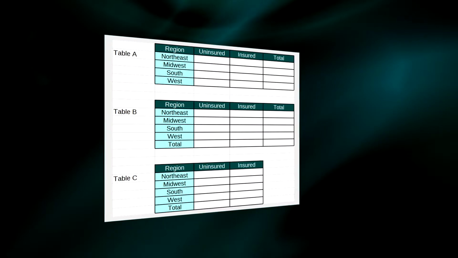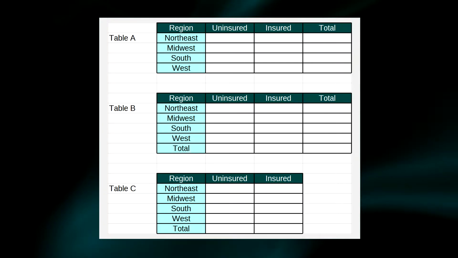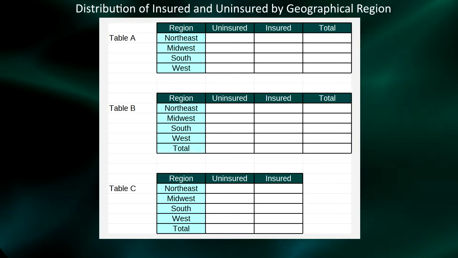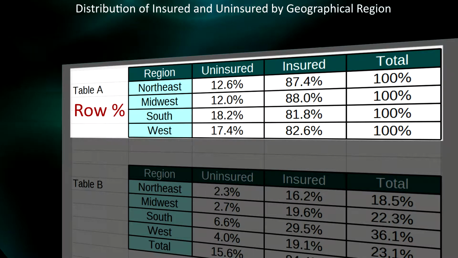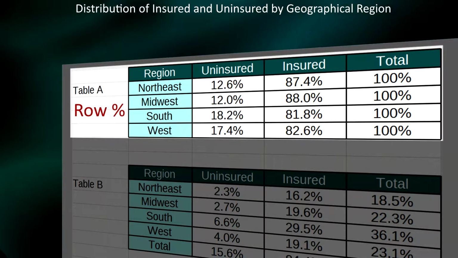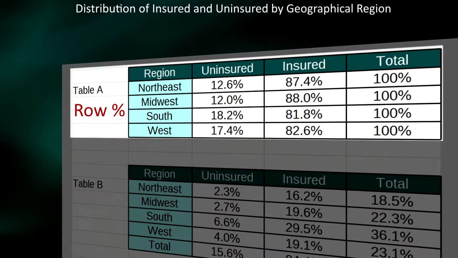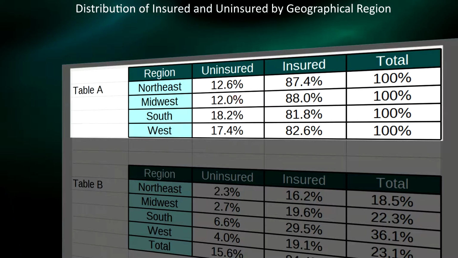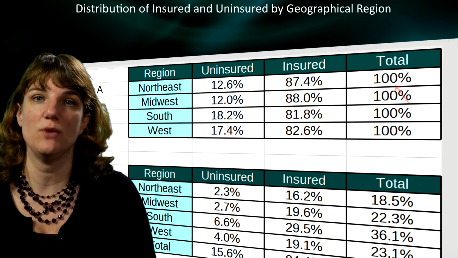Before we try to interpret this output, let's look at 3 different tables that pull apart the different numbers represented in a crosstab. For our example, we're going to use percentages from a chi-square table examining the distribution of insured and uninsured individuals by geographic region. Table A shows row percentages. Each cell includes the percent of observations within each row, that is, within region Northeast, Midwest, South, and West, that are either insured or uninsured. As you can see, adding across the rows gives us 100% of the observations within region.